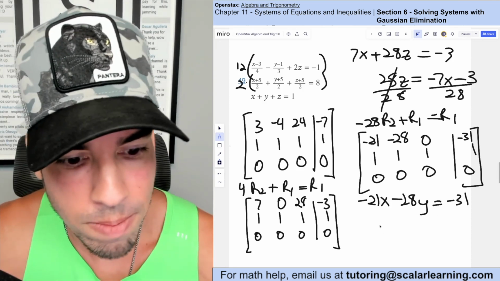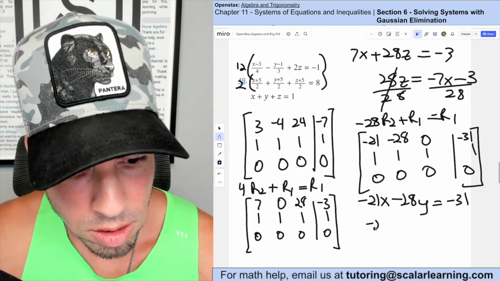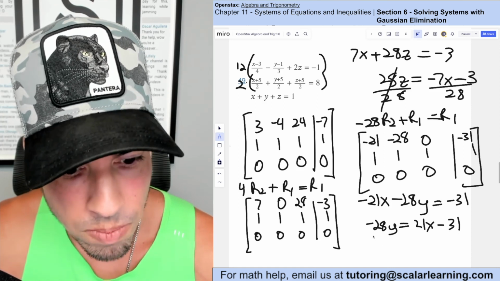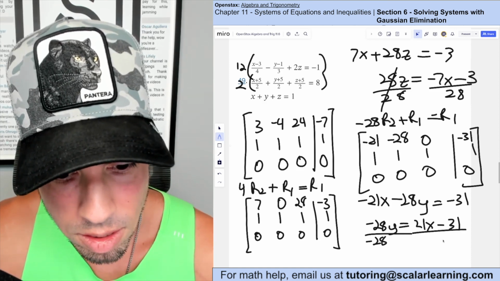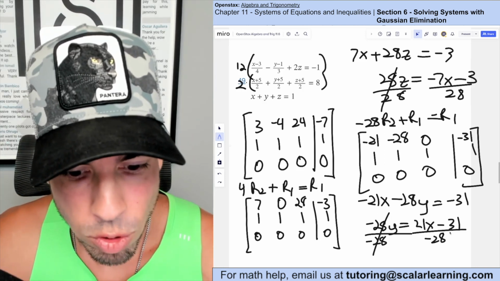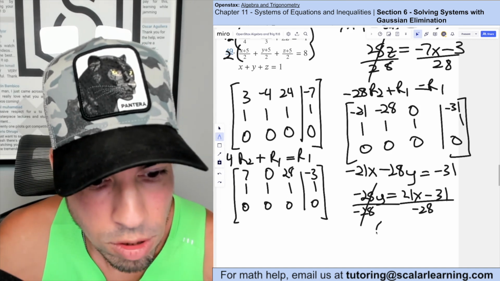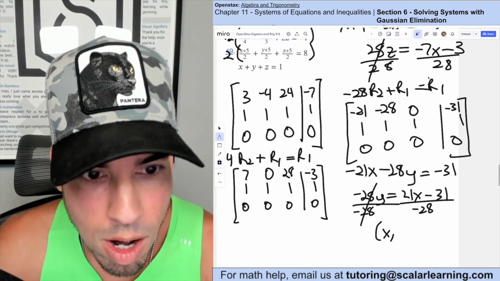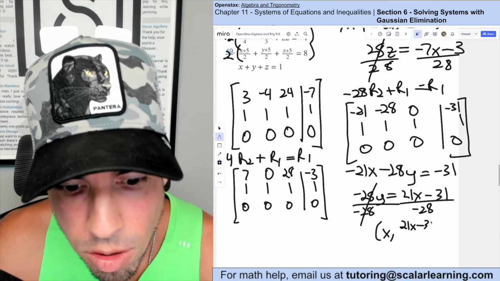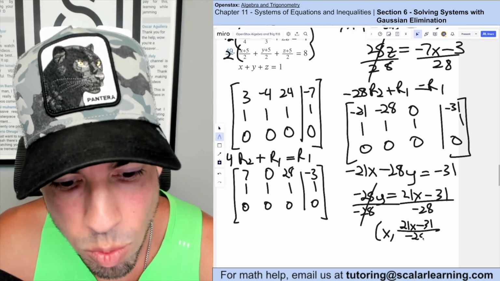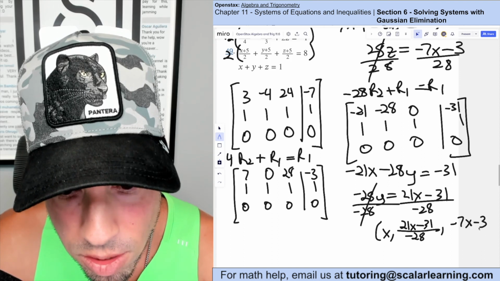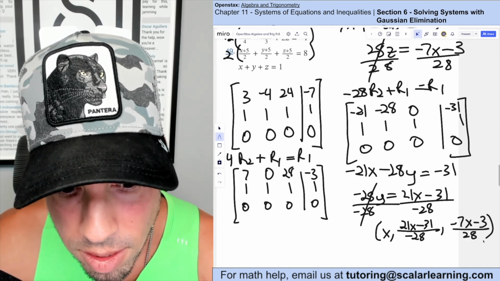So now let's isolate y. We're going to add 21x to both sides. So negative 28y equals 21x minus 31. Last but not least, divide by negative 28. And there's our expression for y. It's 21x minus 31 over negative 28. So now our final solution can be x is x, y is positive 21x minus 31 over negative 28. And last but not least, we got that one for z, negative 7x minus 3 over 28. And that's how you do it.